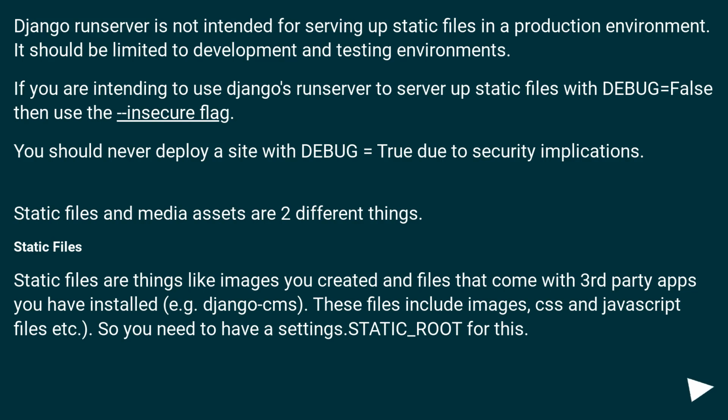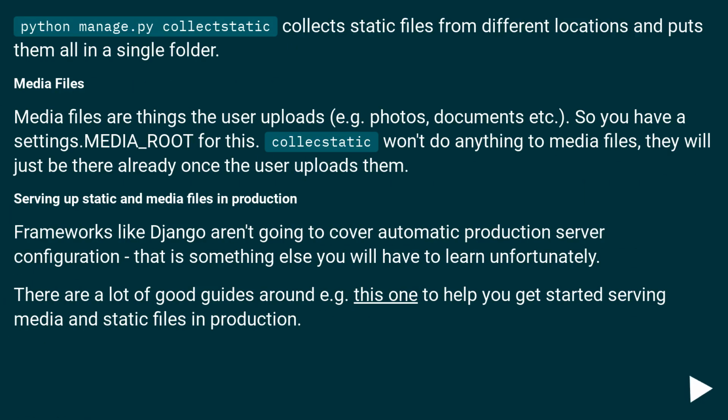Static files and media assets are two different things. Static files are things like images you created and files that come with third-party apps you have installed, for example Django CMS. These files include images, CSS and JavaScript files, etc. So you need to have a settings.STATIC_ROOT for this. python manage.py collectstatic collects static files from different locations and puts them all in a single folder.